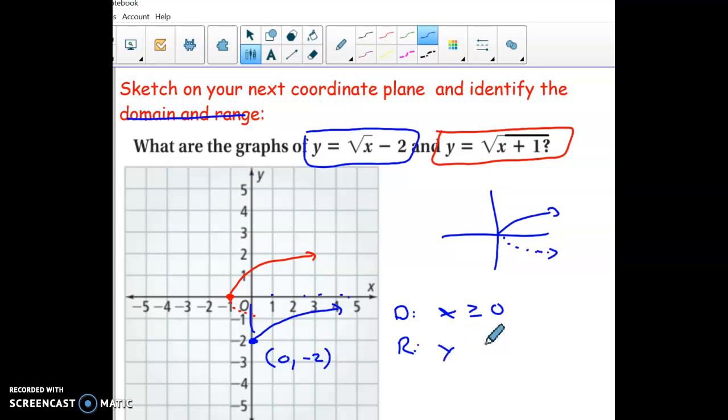And for y, we start at -2, right, on our y-axis. And then we go up from there. We go -1, 0, and so on. Even though it doesn't show it, it would go up and up forever and ever. So you'd say y greater than or equal to -2 for our range.